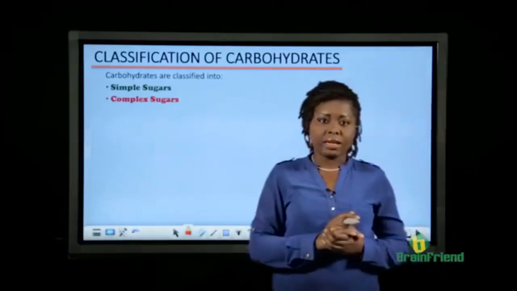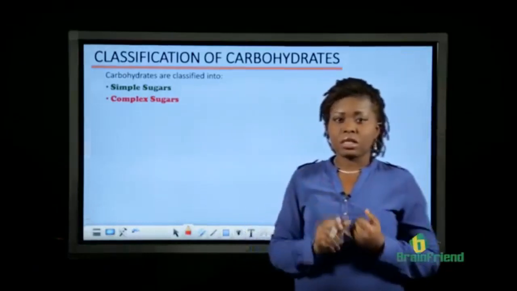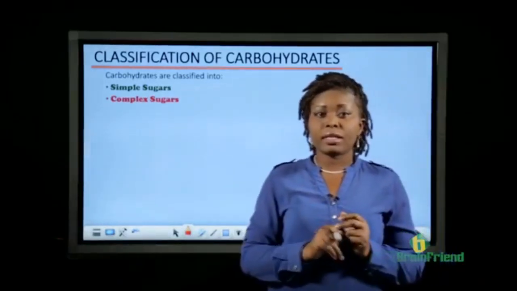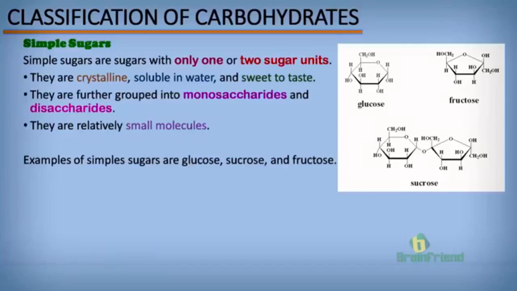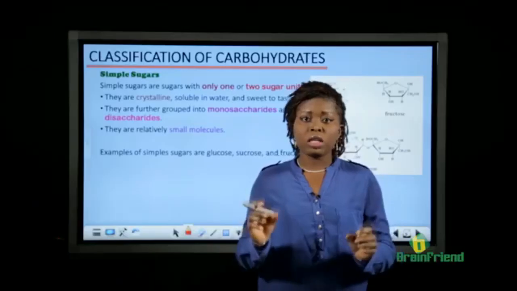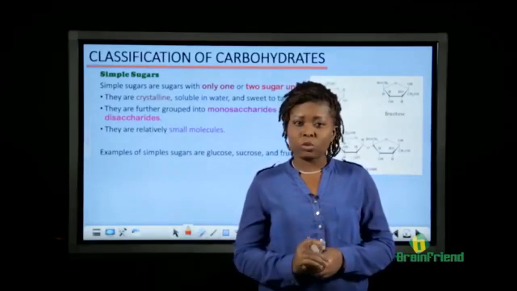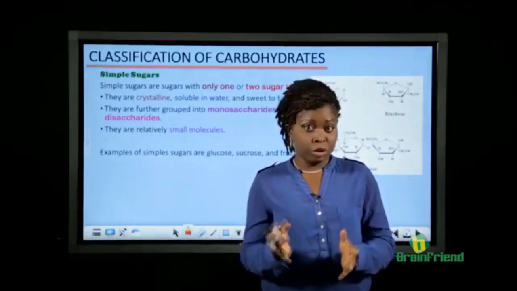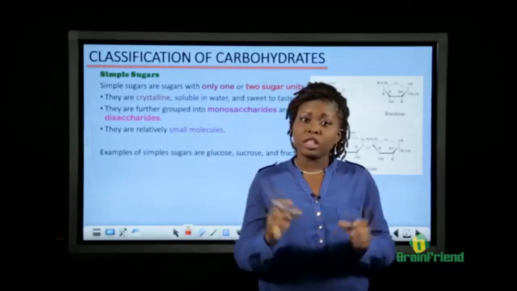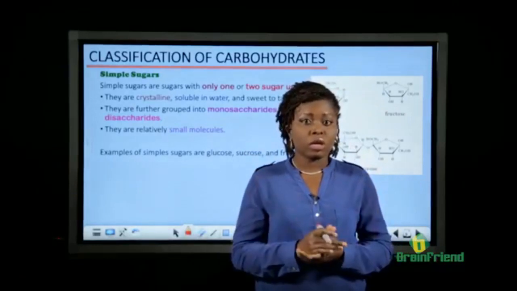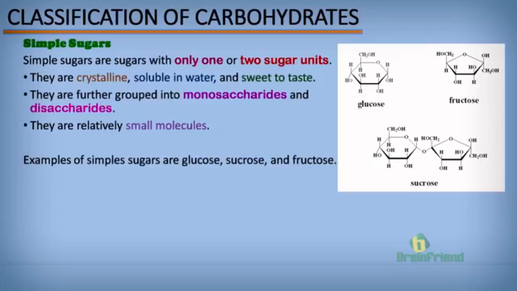Now, carbohydrates are classified into two. We have simple sugars and complex sugars. Quickly, simple sugars are sugars with only one or two sugar units. So this goes to say that a carbohydrate with just one sugar unit is a simple sugar. Also, a carbohydrate with two sugar units is also a simple sugar. For example, we have this sugar known as glucose. Of course, it's just a single sugar unit that makes it up.